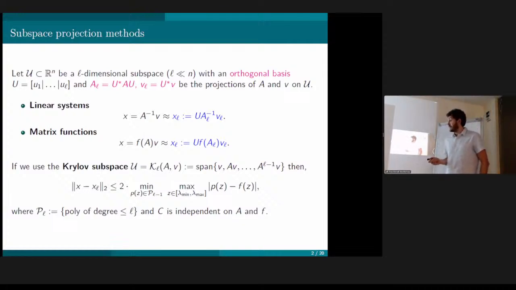And the popular choices are Krylov subspaces, because in this case you can link the convergence as your space becomes larger and larger to the solution of a polynomial approximation problem, for example, of the function f over the spectrum of your matrix. And so in particular, you have this quasi-optimality result, that the error is bounded by 2 times the best polynomial approximation of your function.